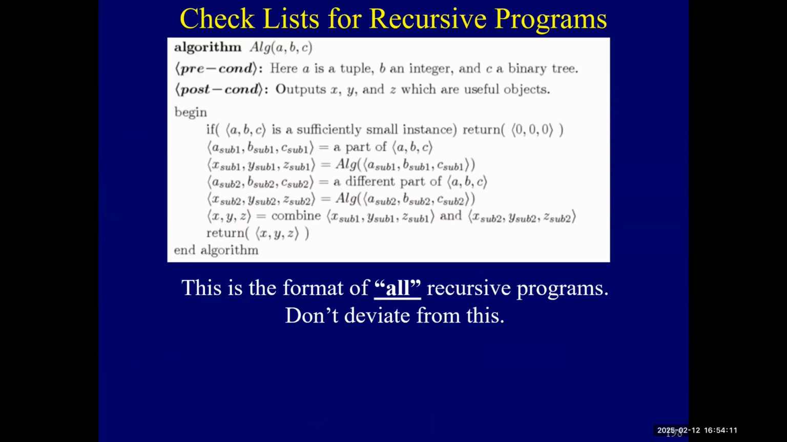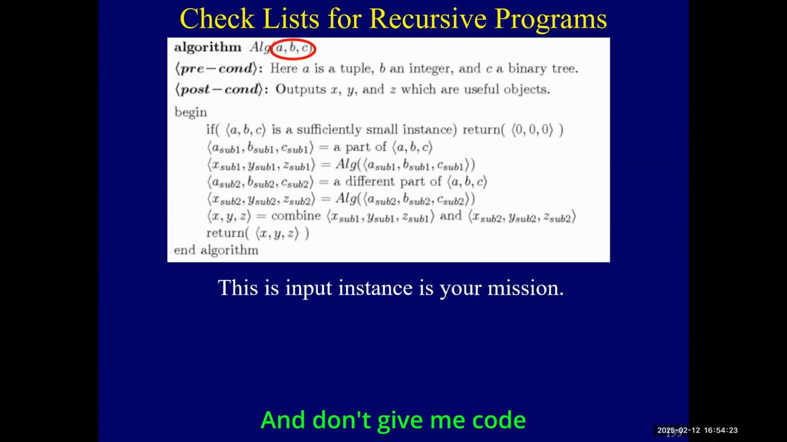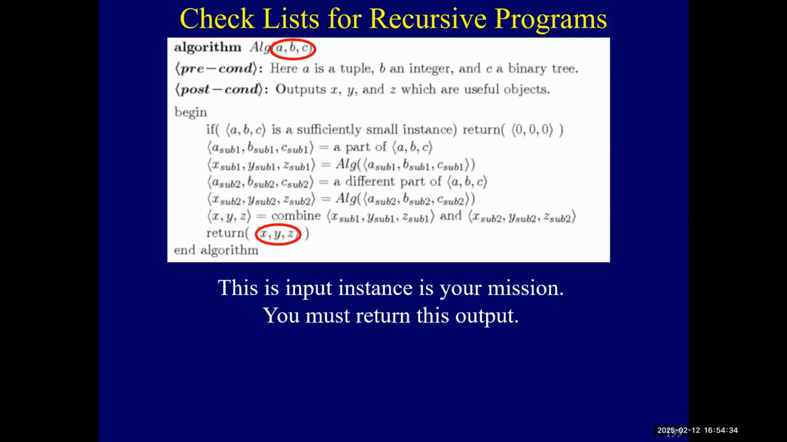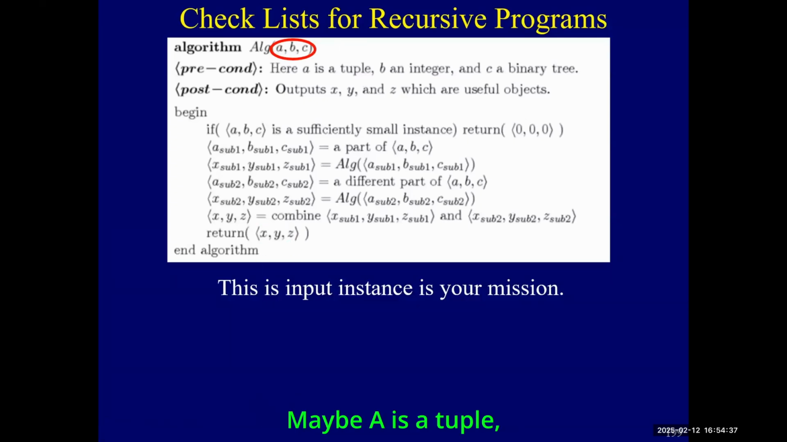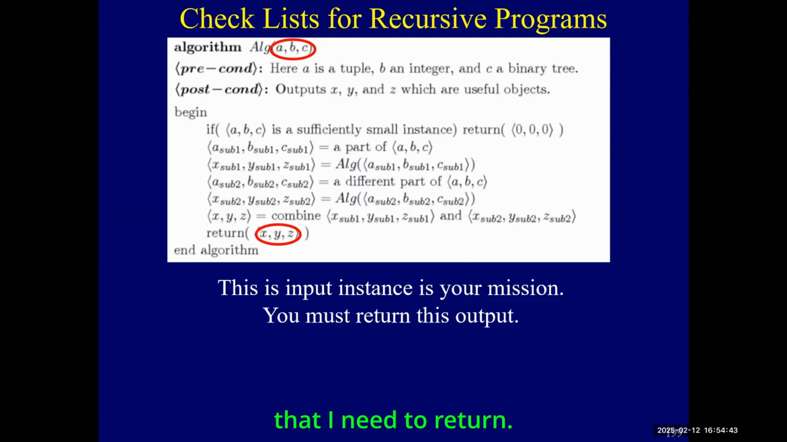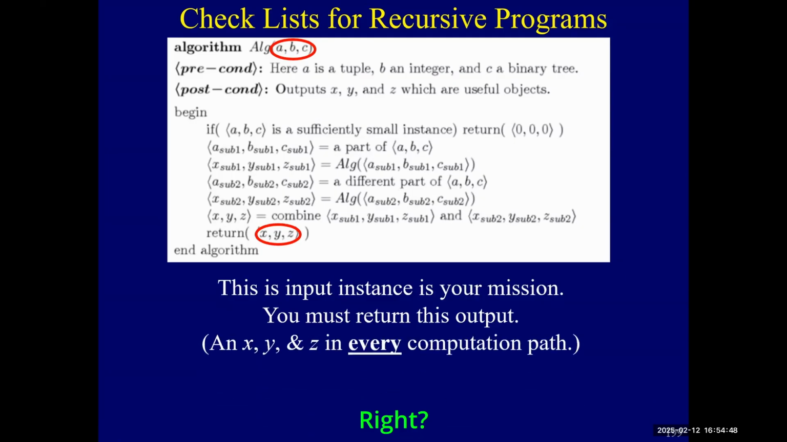People kind of, but this is just saying again what we want our programs to look like, right? And don't give me code that doesn't look like this, all right? So what do you have to think? I have some input, A, B, and C, right? Maybe A is a tuple and B is an integer and C is a binary tree, right? And then I have some output that I need to return. I need to return something X and something Y and something Z, right? And every path through this code has to do that.